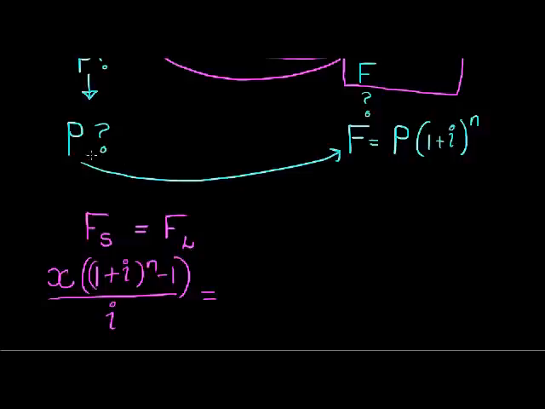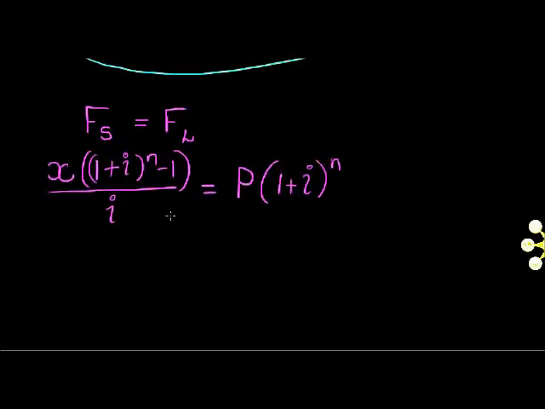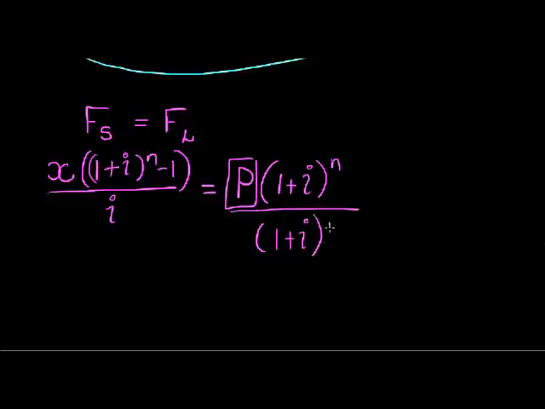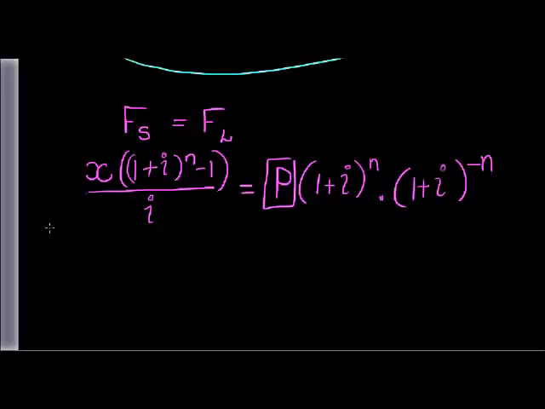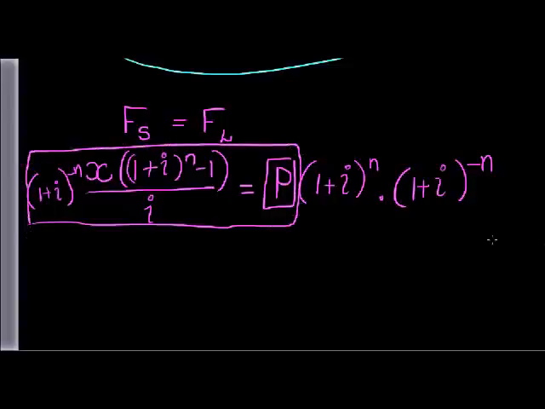And the future value of the loan is how much I must pay back all at once at the end. It will be the present value of the loan multiplied by (1 plus i) to the power of n. I have compounded the present value. Now if I want to solve for P in this equation, I just divide both sides by (1 plus i) to the power of n. But to divide by that is the same as to multiply by (1 plus i) to the power of negative n. If I do that on both sides, then you'll see this side is exactly the way I found my formula for the present value of an annuity.